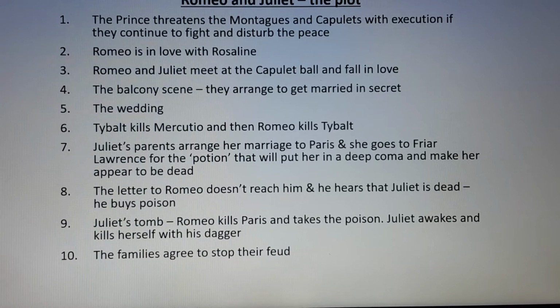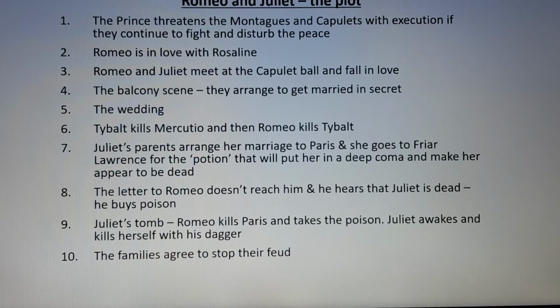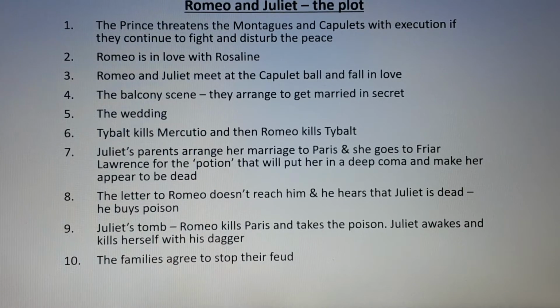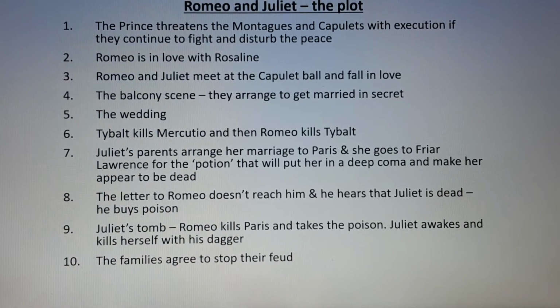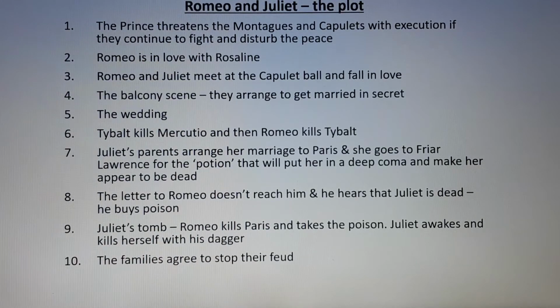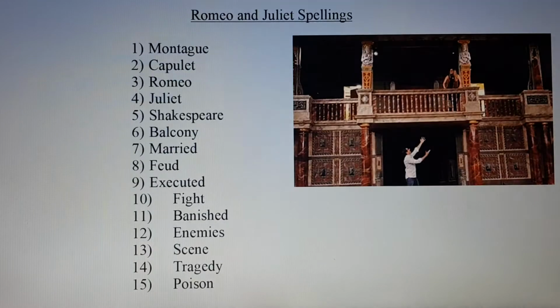Then we've got their wedding. After that, Tybalt kills Mercutio, and then Romeo kills Tybalt. Juliet's parents arrange her marriage to Paris, and she goes to Friar Lawrence for the potion that will put her into a deep coma and make her appear to be dead. The letter to Romeo doesn't reach him, and he hears that Juliet is dead, and he buys poison. Juliet's tomb, Romeo kills Paris and takes the poison. Juliet awakes and kills herself with his dagger. And then finally, the families agree to stop their feud. That's a very, very quick overview of the whole play. We're going to look at it in more detail.